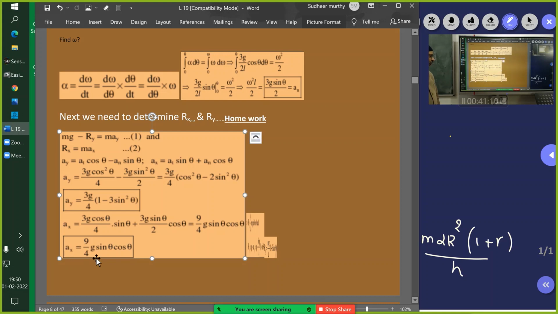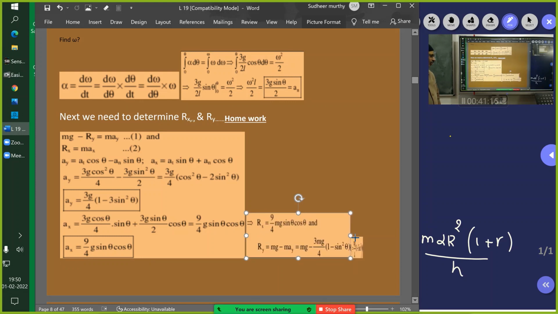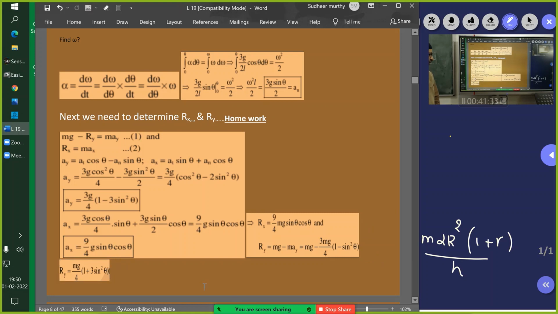Then you will get ax is equal to 9 by 4 g sin theta cos theta. Ax will get minus. And Rx you will get 9 by 4 mg sin theta cos theta. Ry is equal to mg minus may. Just substitute that, keep substituting, and you will get this answer. That's it. Getting these two equations is important. If you got it, then you got the strategy.